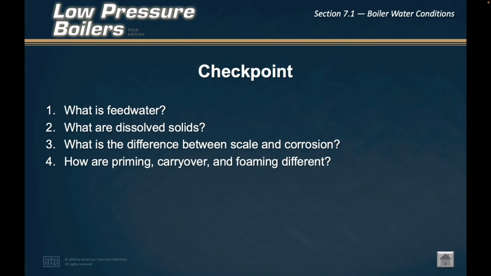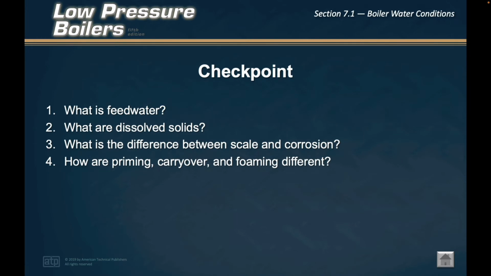Number 4, how are priming, carryover, and foaming different? Priming is a condition that occurs when large slugs of boiler water are carried into the steam lines. Carryover is a condition that occurs when small droplets or particles of boiler water are carried into the steam lines. Both of these conditions can be caused by a high water level. Priming and carryover can also be caused by a high concentration of chemicals, impurities in the boiler water that cause a high surface tension, such as oil, or opening a main steam stop valve too quickly.